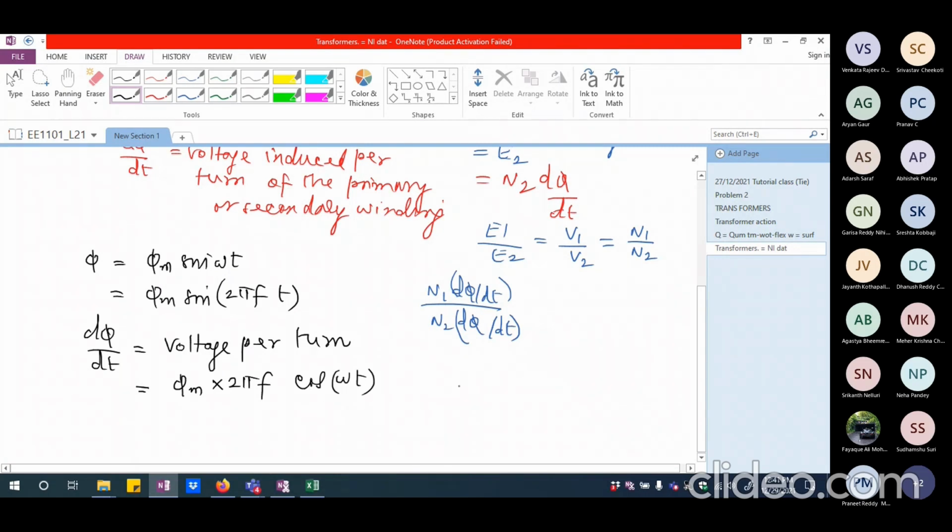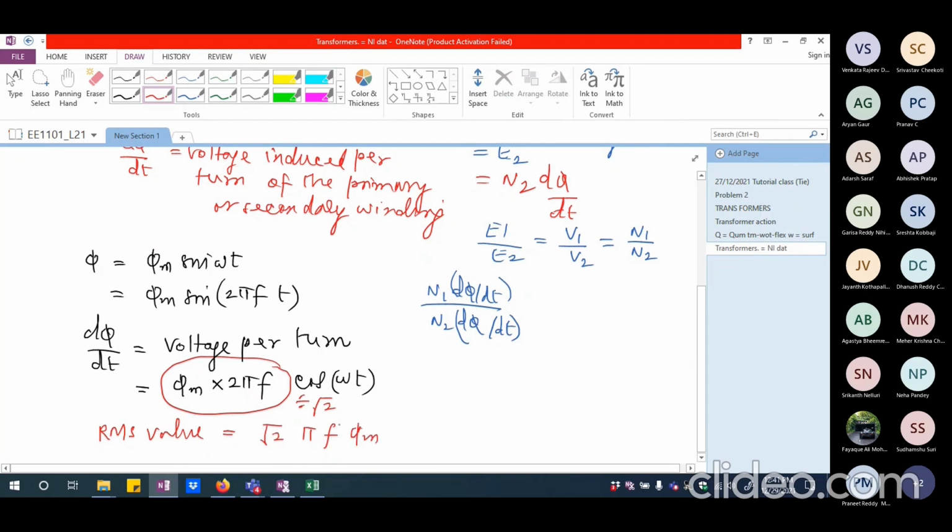Right? So this will be the peak voltage. In which case, this magnitude is going to be the peak value of the voltage. So if I want the RMS value of this voltage, I have to divide this by root 2. Which means I'm going to write root 2 multiplied by pi multiplied by f multiplied by phi m.